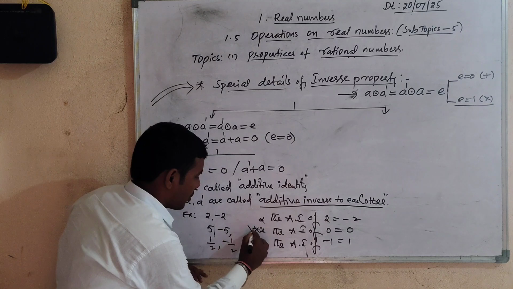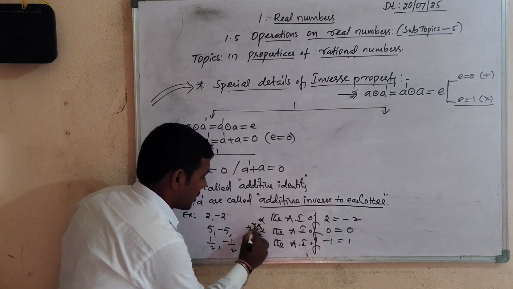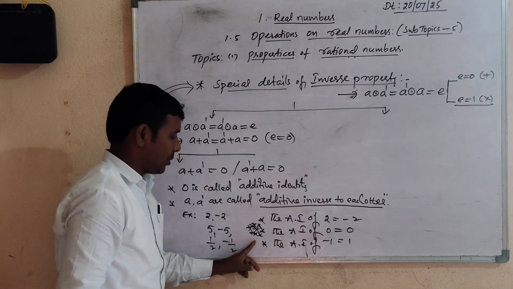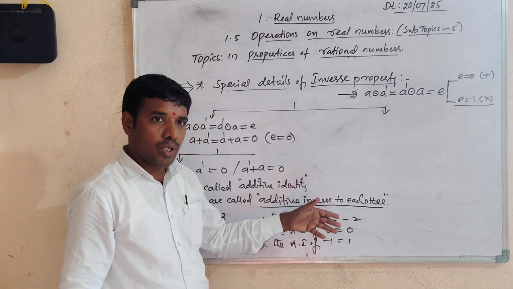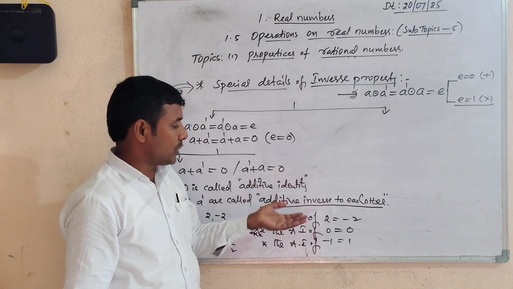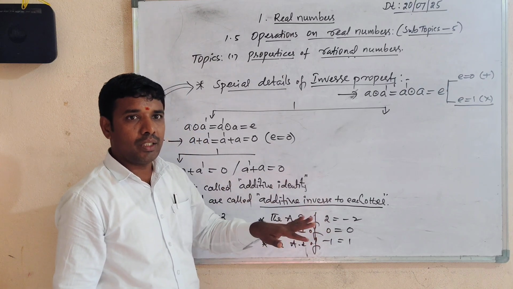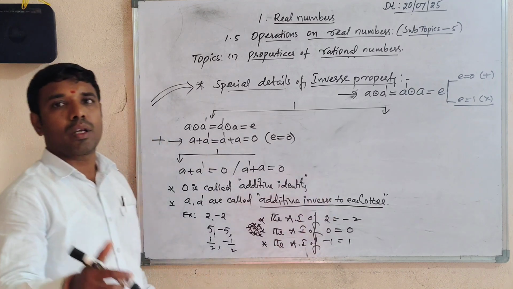I am writing a few more stars here because it is very important in competitive exams. Be careful of the star. Additive inverse of 0 is 0, that means the number itself. Except this, for any other figure, the additive inverse is the negative figure. I think understood? Okay.